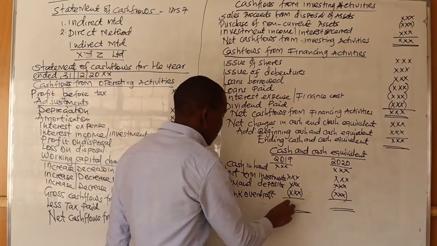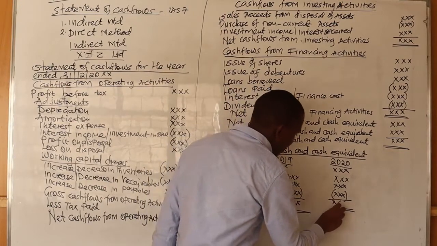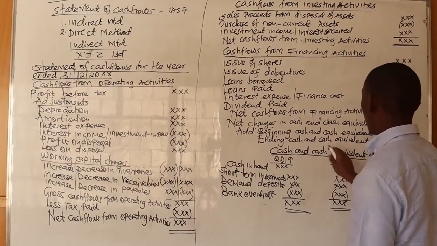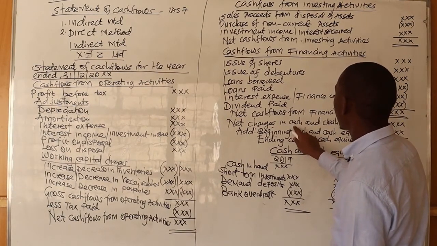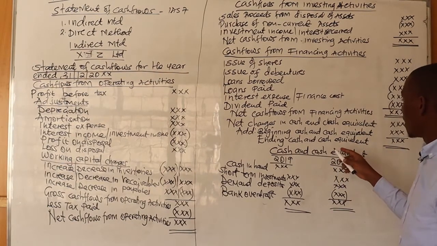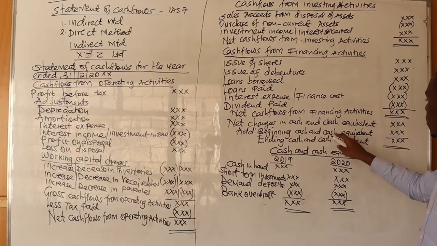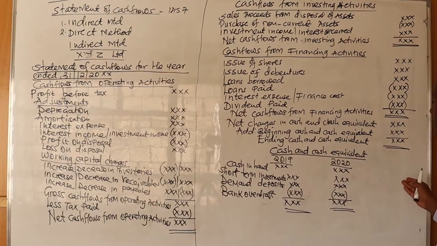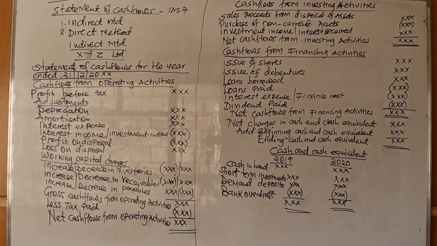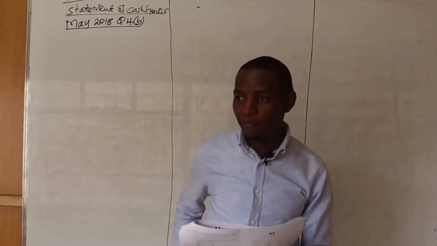So these values that we get in this case, this is the beginning and this is the ending, of which when you take the net changes in cash and cash equivalent, when you add the beginning cash and cash equivalent, you are going to get the ending cash and cash equivalent. So we can now try a question on the same.